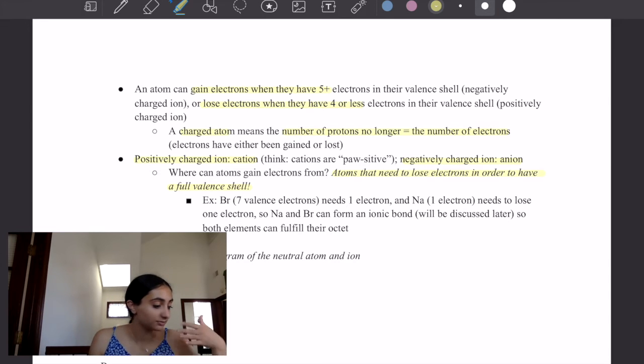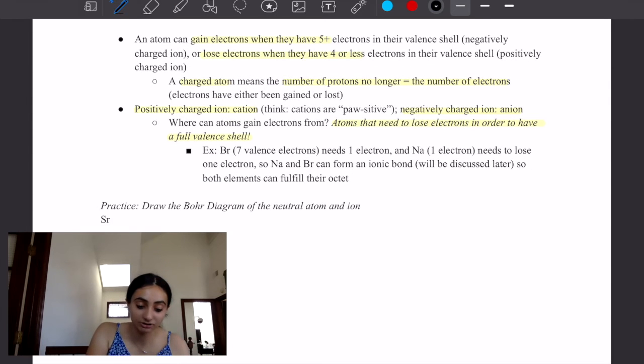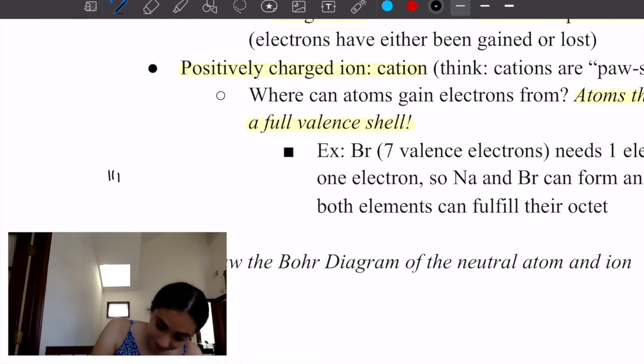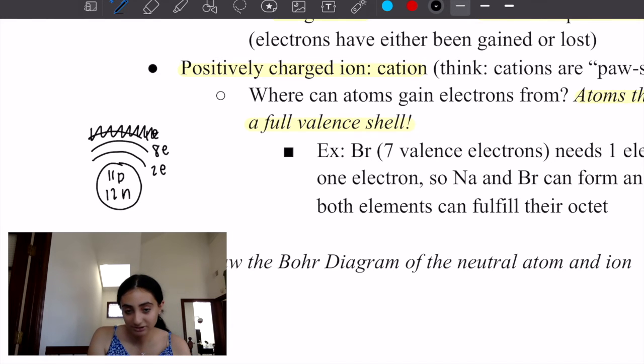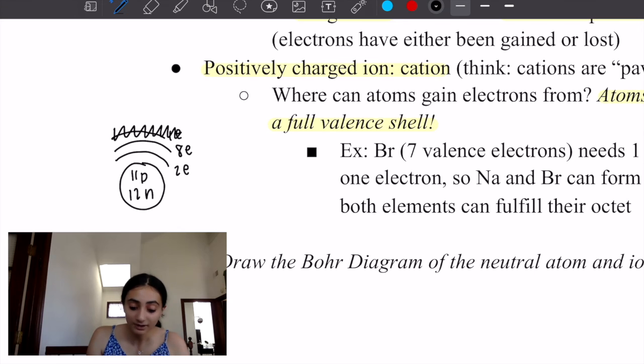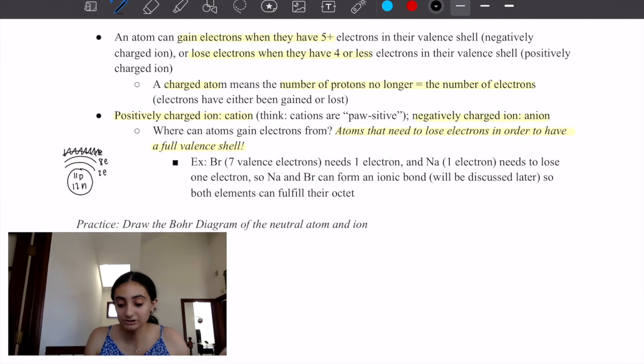So it might bond with potassium. Or in this example, I used sodium because sodium has an extra electron. And if we draw the Bohr diagram for sodium, like we did earlier, there are 11 protons and 12 neutrons. There are 2 electrons here, 8 here, and 1 here. So sodium wants to lose the electron from this valence shell because it will then have a full octet in its valence shell, because the third one will have nothing in it. And it can give it to bromine. So bromine and sodium might bond together and make NaBr.